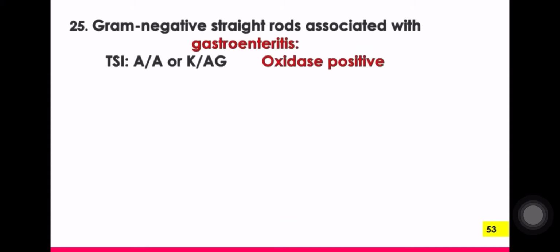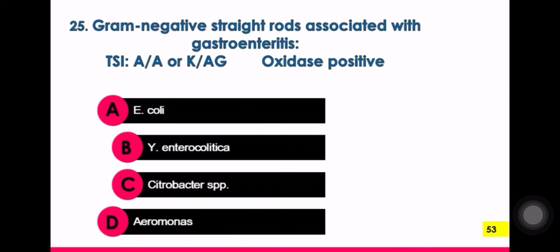Next, gram-negative straight rods associated with gastroenteritis, with a biochemical test of TSI A over A or K over AG, and oxidase positive. Highlight oxidase positive. Is it letter A, E. coli, B, Yersinia enterocolitica, C, Citrobacter, or D, Aeromonas? Okay, the correct answer is letter D, Aeromonas. Again, highlight oxidase positive.